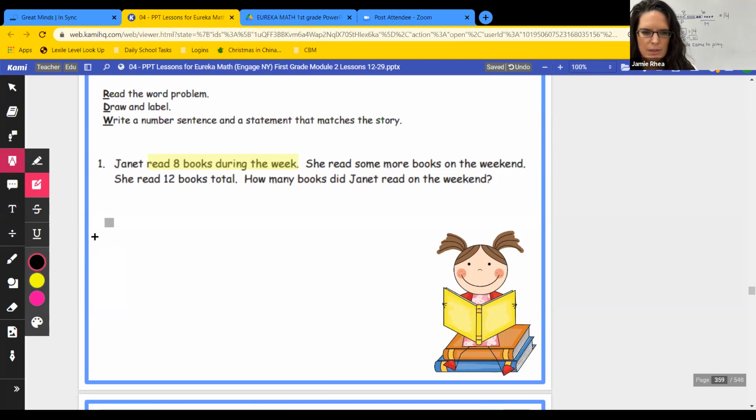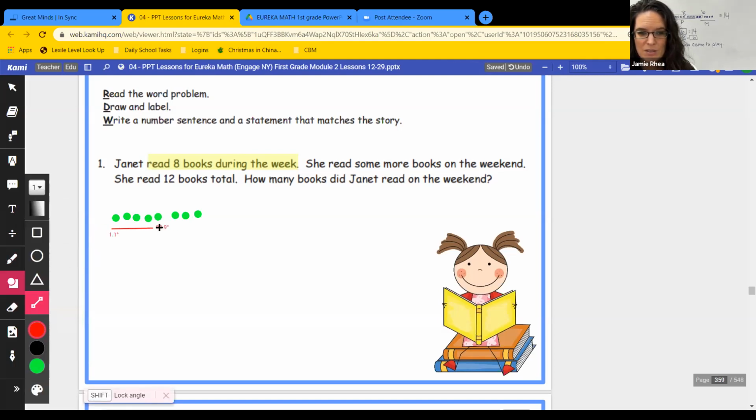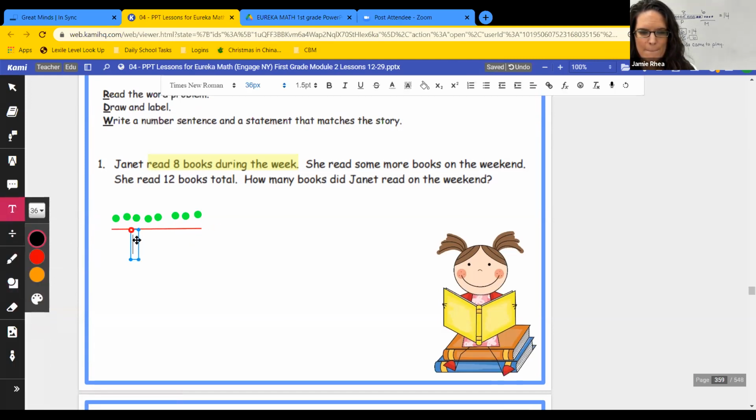Uh-oh, that's not right. Let's erase that and use our paint pen. Here we go. 1, 2, 3, 4, 5, 6, 7, 8. Now, I'm going to underline it because I want to label. So I'm going to underline here, and I'm going to label it red. Okay, those are the 8 books she read, and we're going to put 8 underneath it.